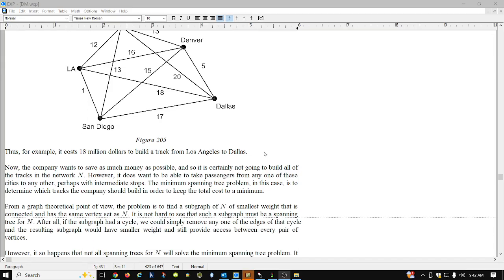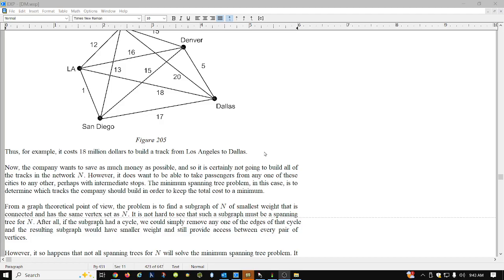So from a graph theoretical point of view, the problem is to find a subgraph of N, the network, of smallest weight that is connected and has the same vertices as the network N. Well, that's got to be a spanning tree for the network.